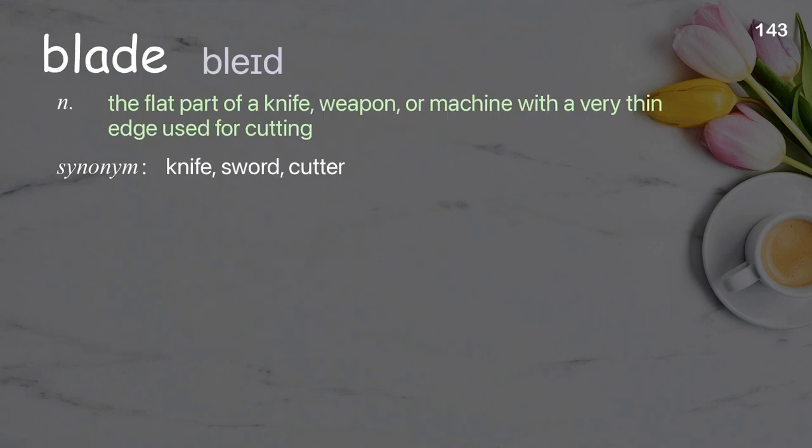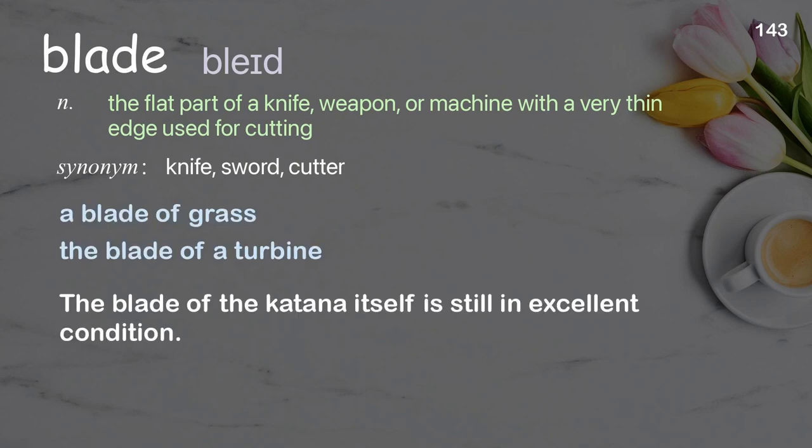Blade. The flat part of a knife, weapon, or machine with a very thin edge used for cutting. Examples: a blade of grass. The blade of a turbine. The blade of the katana itself is still in excellent condition.